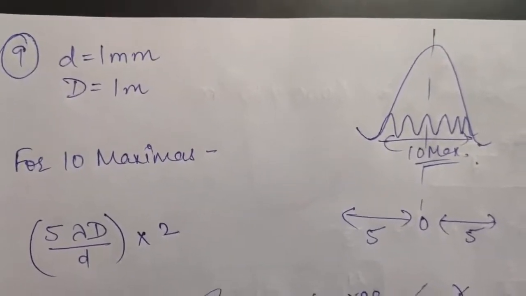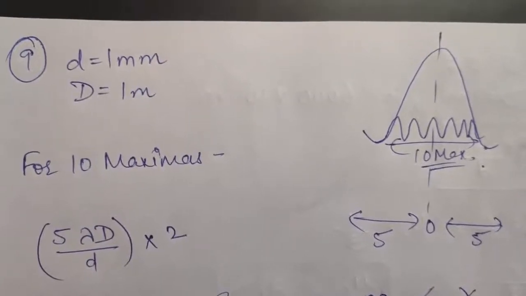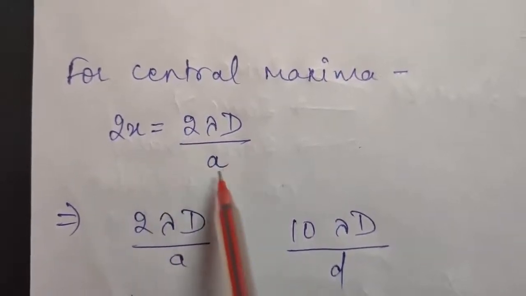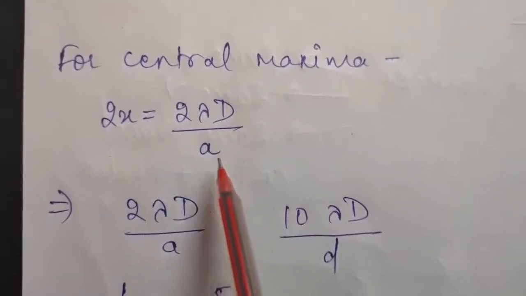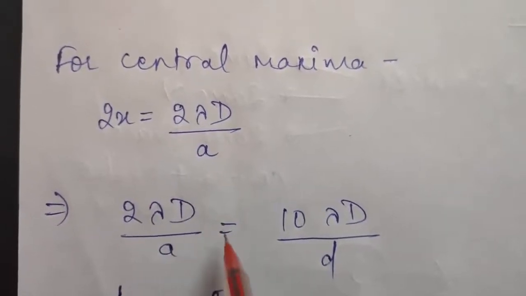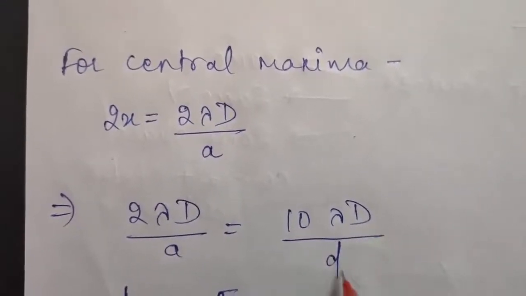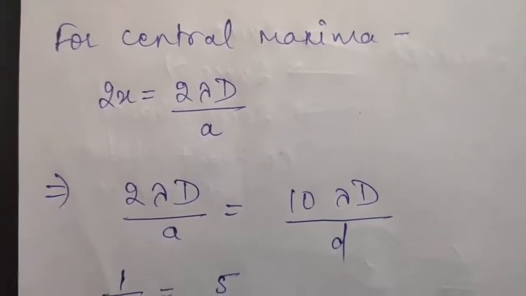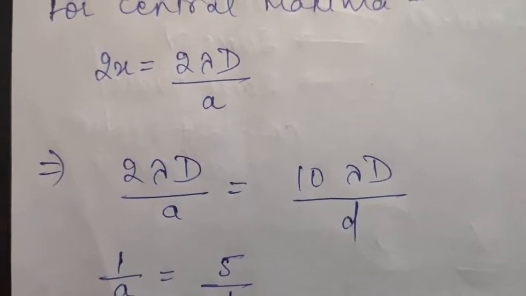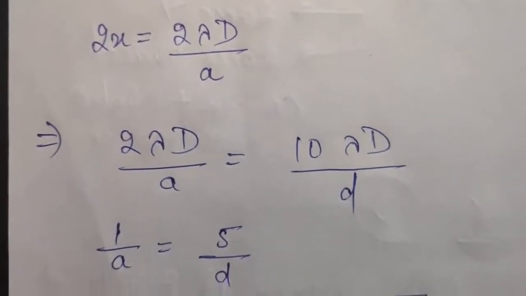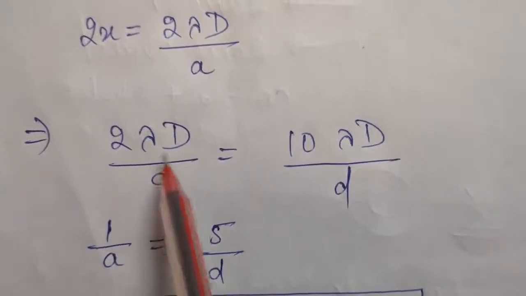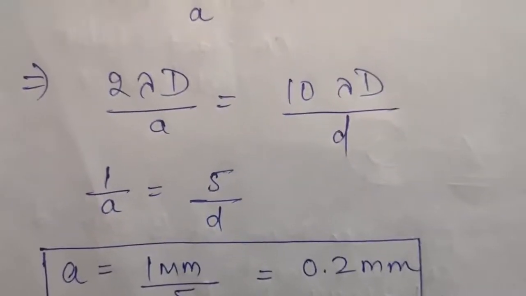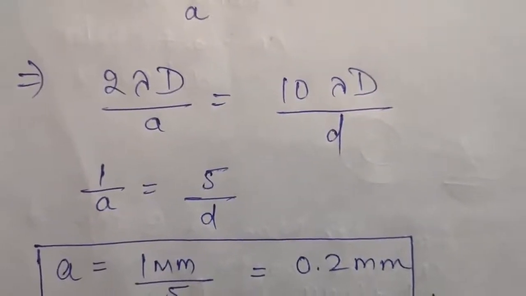Now you know the condition for the central maxima of diffraction pattern. For central maxima, the width is 2x, which is written as 2 lambda D by a. This you have done in theory lectures. So according to the question, this width should be equal to 10 lambda D by d, because according to this condition it will be justified that the central maxima of diffraction pattern has 10 maxima of double slit pattern. Okay, so now solve it. Lambda D will cancel out, so 1 by a will be 5 by d. From here a will come to be 0.2 millimeters.